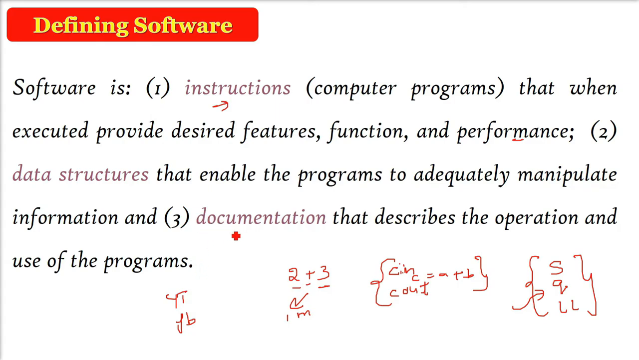Then the third thing, which is often not talked about much, is documentation. This documentation describes the operation and the use of the programs. That is, right from, say, the software requirements till the end of the project closure. So: instructions, data structures, documentation.